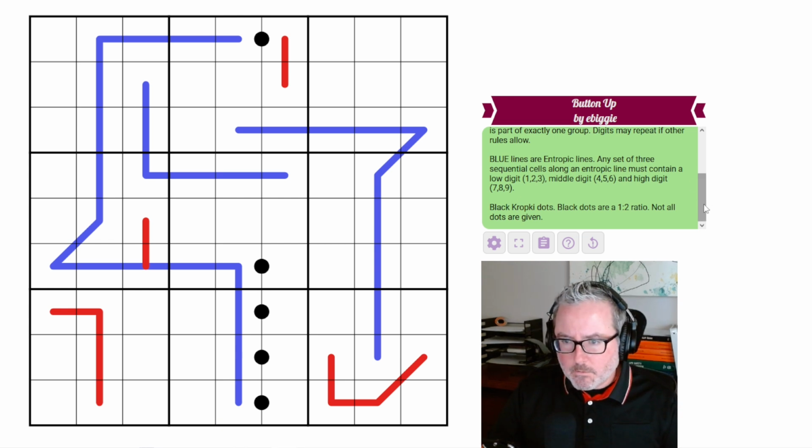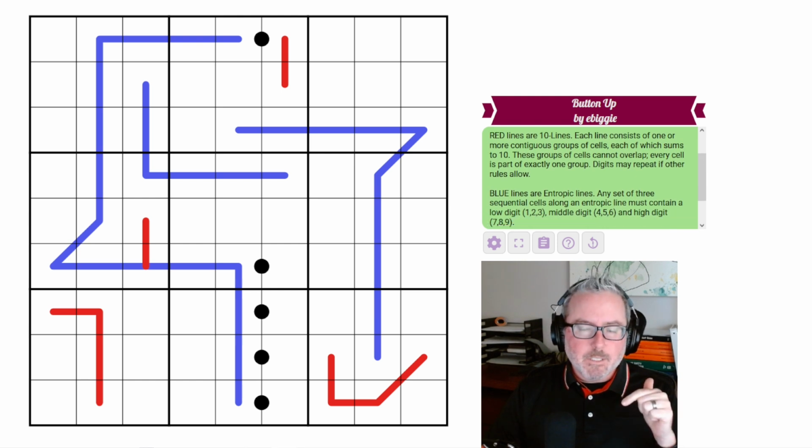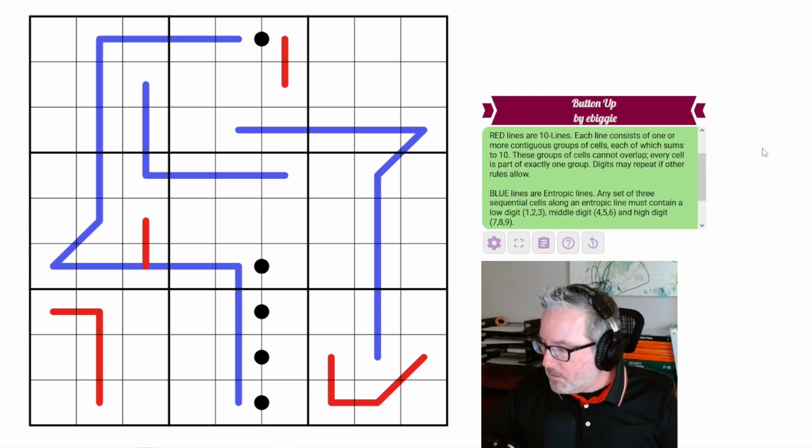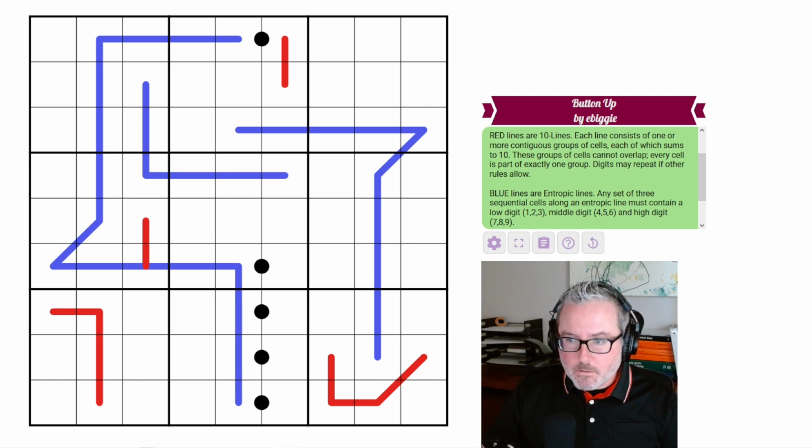So let's jump into this one. Hopefully it's an excellent puzzle. The link will be in the description below for y'all to play along if you would like to. And let's get started on this thing. So where do we start? As we always opine.